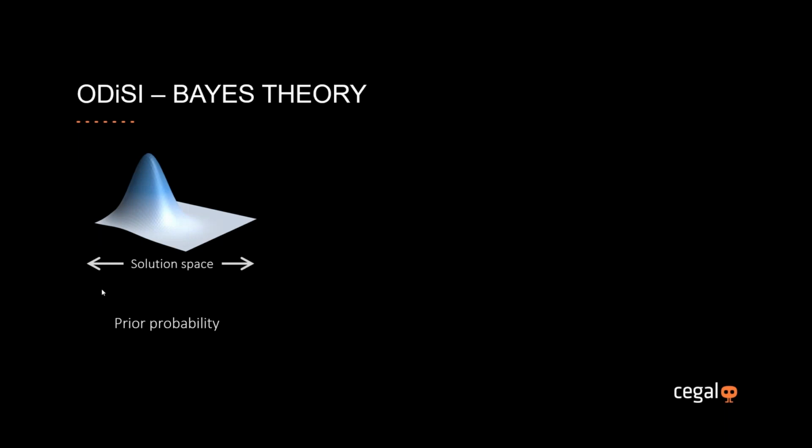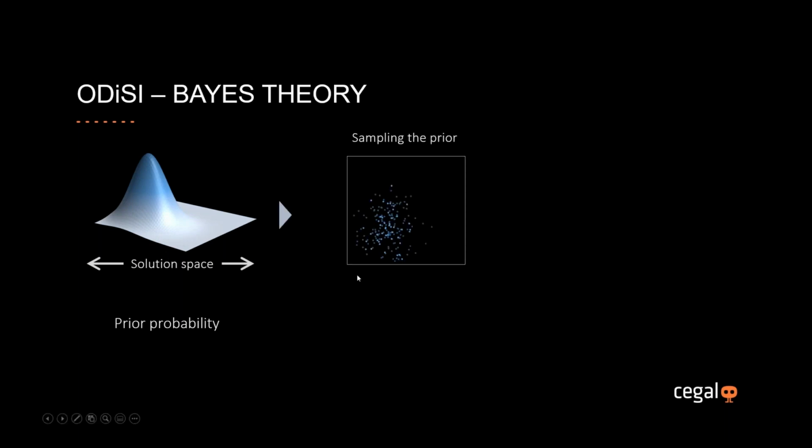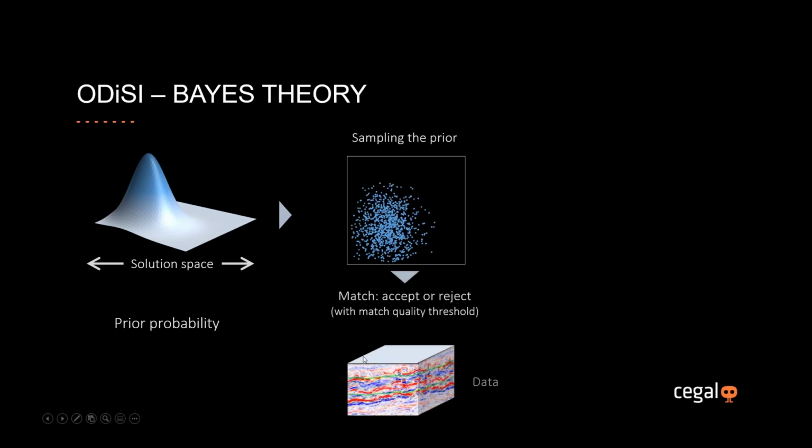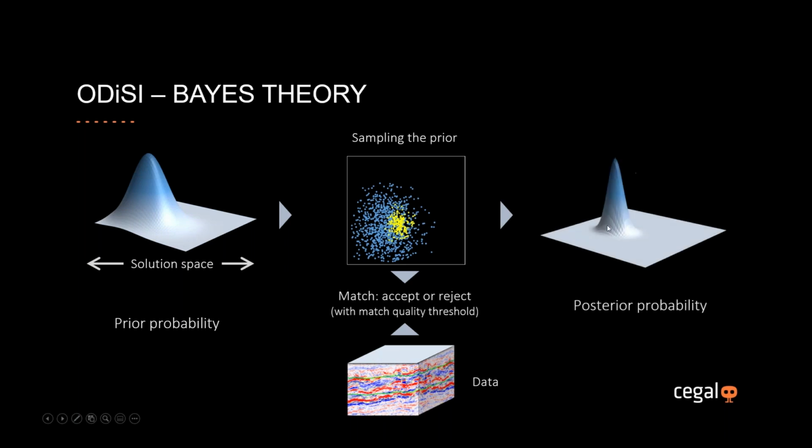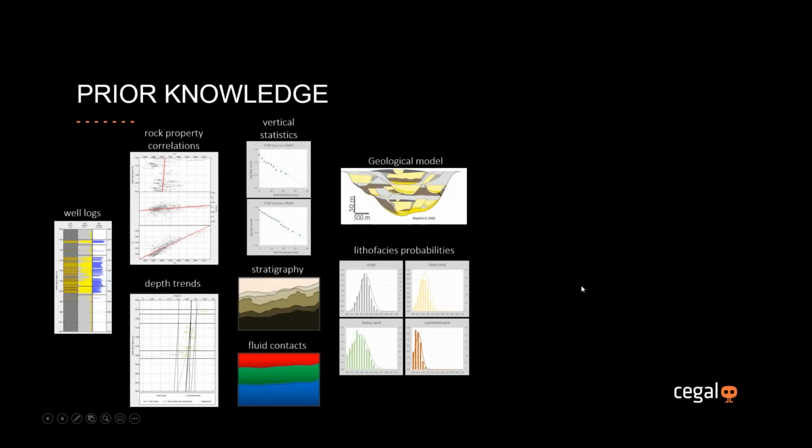So our problem can be defined as a solution space, which is our prior probability in Bayes wording. ODiSI will then sample the prior, compare the sample to our data, which is our seismic, and accept or reject the samples based on a quality threshold. For ODiSI, this threshold is an RMSE value. The selected sample in yellow here is our posterior probability, and you can see it's narrower than the prior. So we have better output.